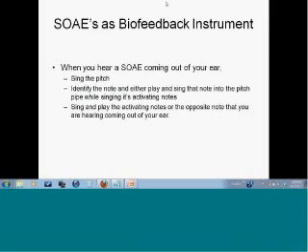But there are ways of doing this. You can cup your hand behind your ear and listen very carefully to see if you're hearing a sound, and then obviously the idea is to recreate that sound with your voice in a different octave, of course, because you can't sing as high as what your ear can play. So identify the note and either play and sing that note into the pitch pipe while singing its activating notes, which is one thing you could do. You could just sing the pitch by itself, or you can sing and play the activating notes or the opposite note that you're hearing coming out of your ear. One of those three things will balance that sound, and the sound will go away in your ear.